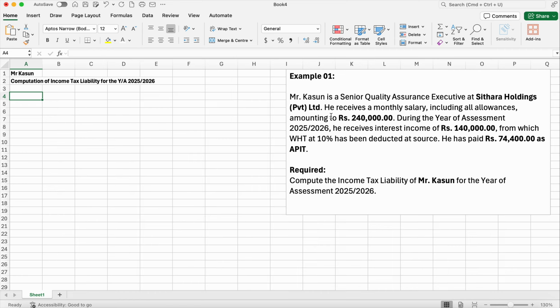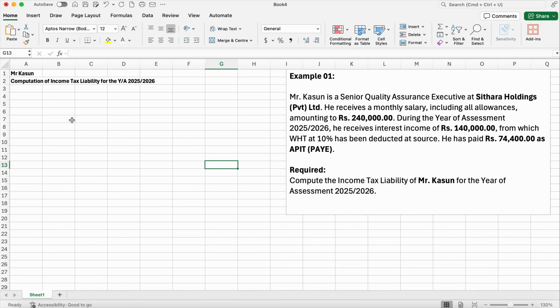Then let's read the scenario. Mr. Kasun is the senior quality assurance executive at Sitara Holding Private Limited. He receives a monthly salary, including all allowances, amounting to rupees 240,000. During the year of assessment, he also received interest income of 140,000, from which withholding tax of 10% has been deducted at the source. That is advance income tax. He has paid 74,400 as APIT, advance personal income tax, that was previously known as PAYE.